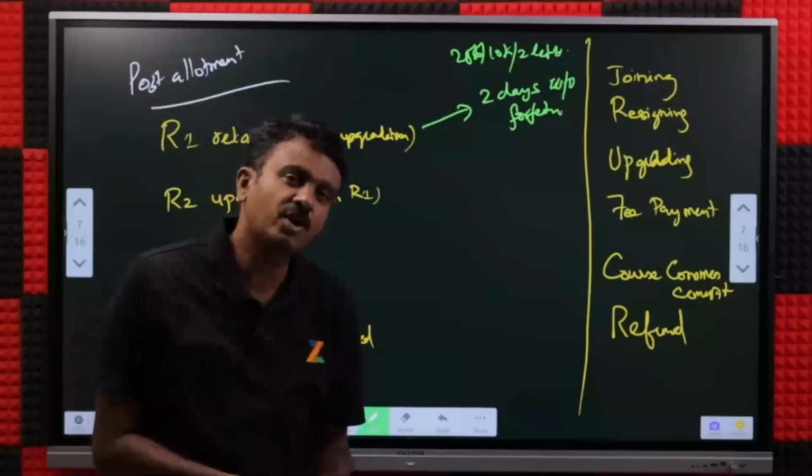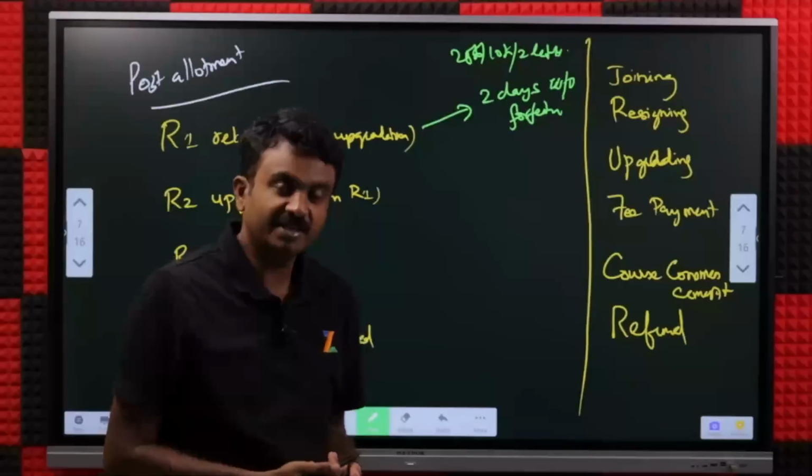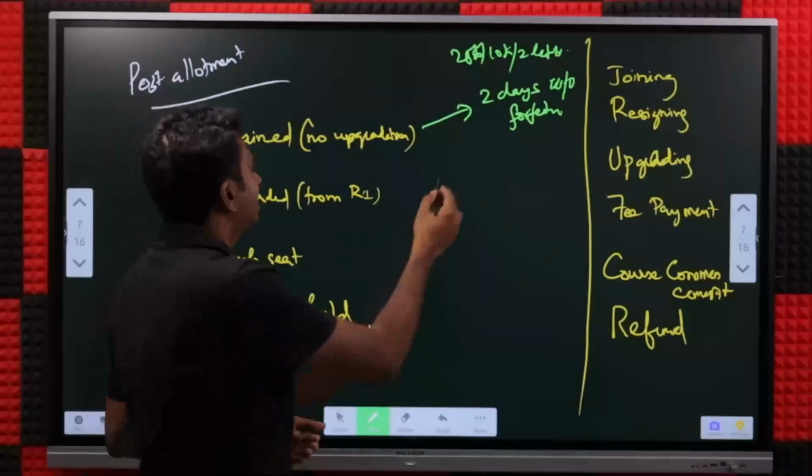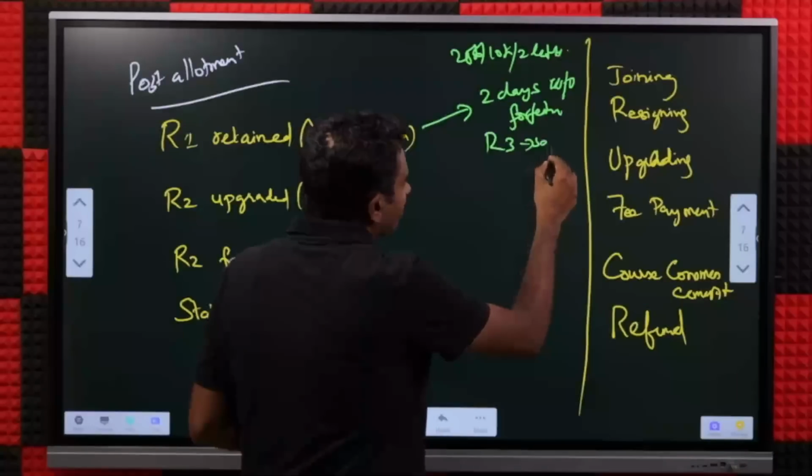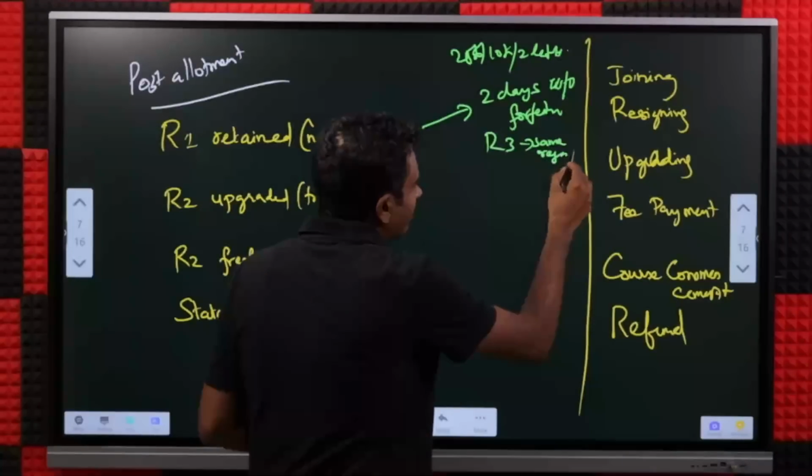What will be your scenario after resigning? No seat in hand. Can you go to round 3? Yes, round 3 is possible without forfeiture. Without forfeiture would mean same registration. That is how MCC has always been.